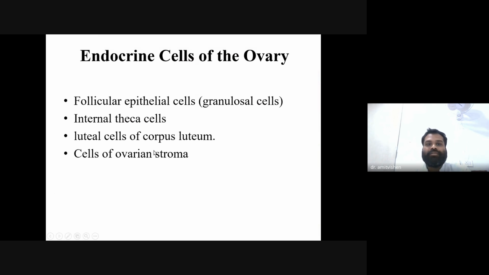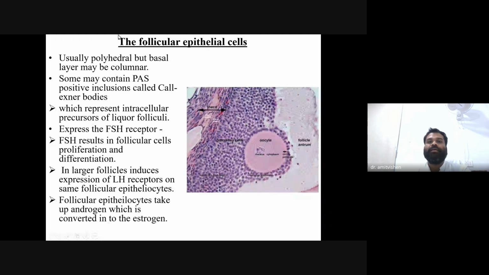Now let's talk about the endocrine cells of the ovary. These are follicular epithelial cells. You can also say these granulosal cells, theca interna cells, luteal cells of the corpus luteum, and cells of the ovarian stroma. These all are the endocrine cells of the non-endocrine part, that is ovary. Now the follicular epithelial cells we will talk about.